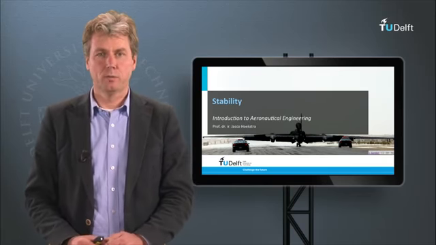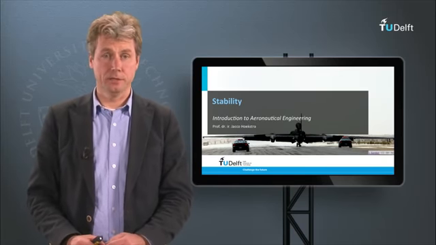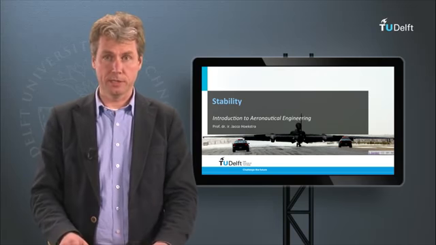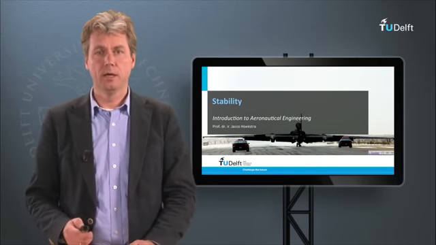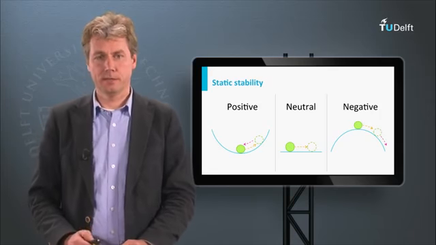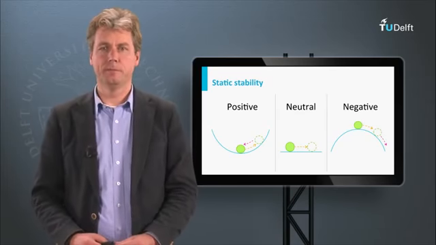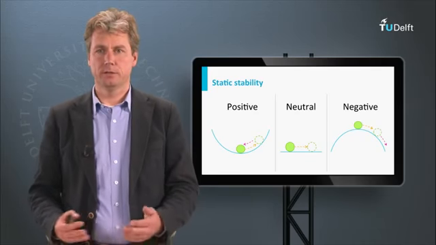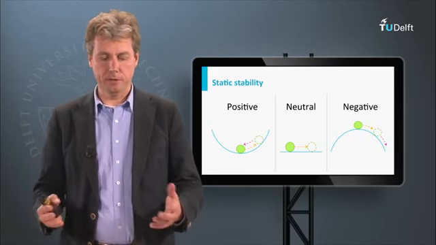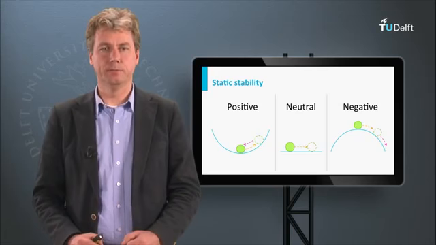So let's have a look at what stability really is. And that's what we'll do in this lecture. We'll look at two types of stability. First one is static stability, and that's the most common definition of stability. And that is whether something returns to its equilibrium.